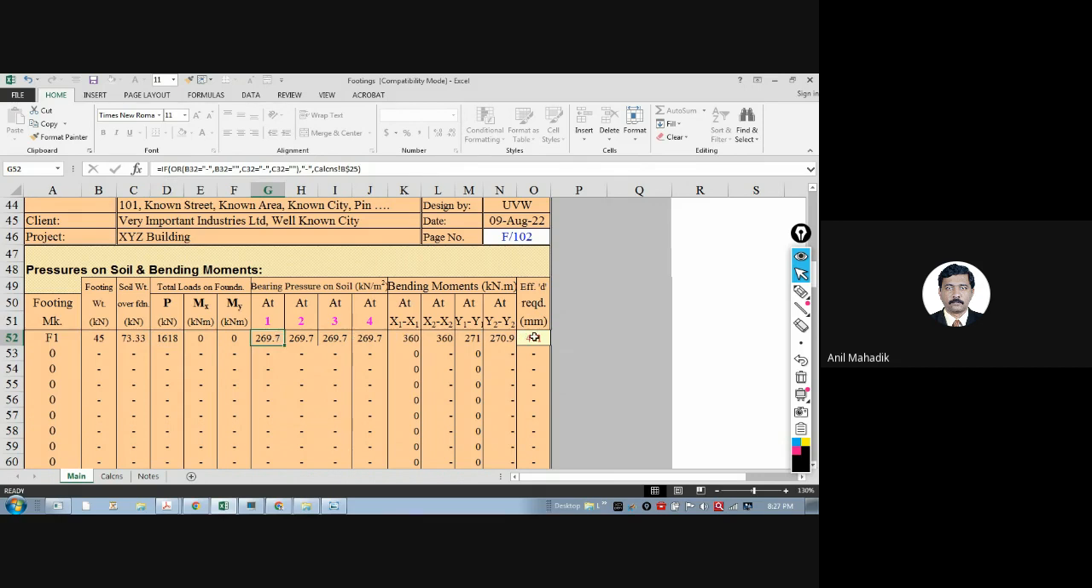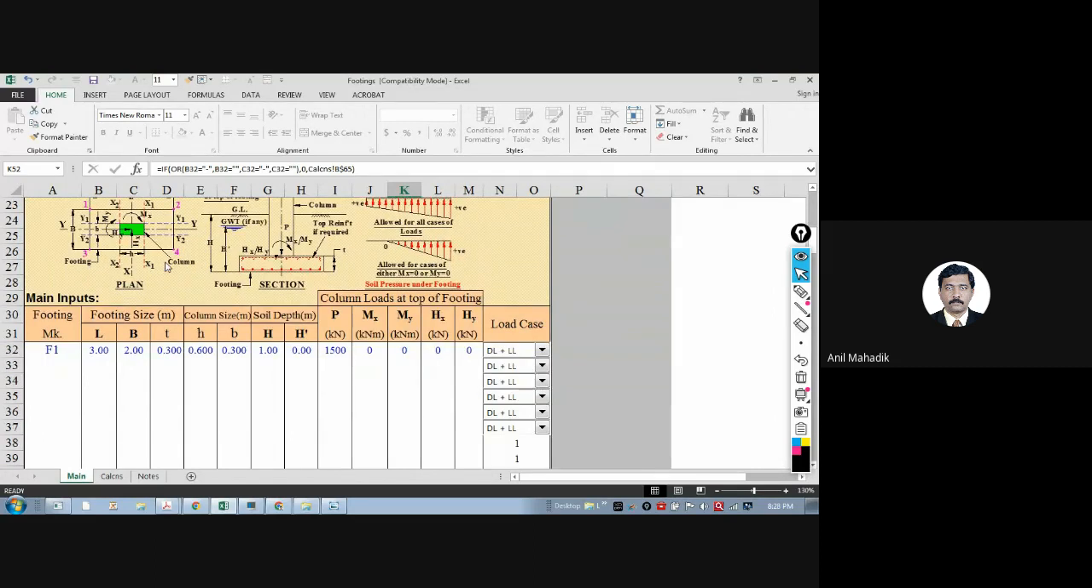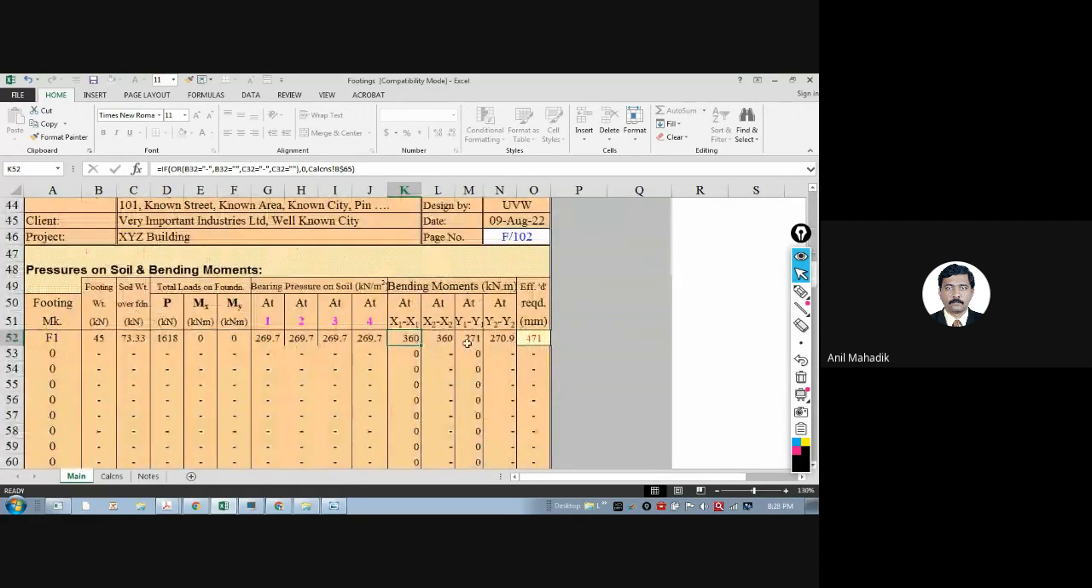Then here it is calculating the bending moment at a distance x11, means face of the column, as per manual calculation. So this is your face of column. It will calculate the bending moment here in this x direction, and it will calculate the bending moment in y direction also. So bending moment here it is 360 and here it is 271.